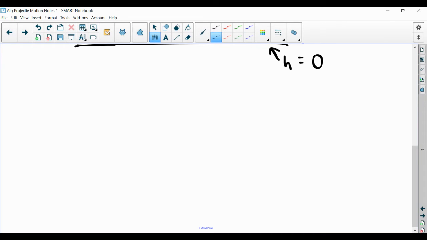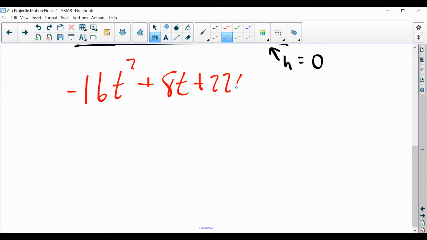So we are told that negative 16t squared plus 8t plus 224 models the height of the object. And I want to know, when is that height equal to 0? Okay, I'm going to start this by pulling out the greatest common factor, which isn't just 8, it's going to be negative 8, because I always want to pull out the negative.